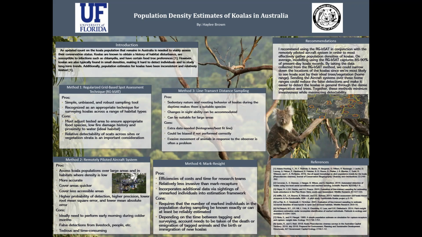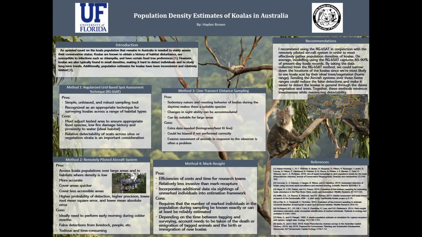So the first method I'm going to review is the regularized grid-based spot assessment technique. And this is going to be survey sites that are tree-based sampling methods and are located at grid line intersections at defined intervals. And the presence or absence of fecal pellets from these koalas are assessed using the spot assessment technique method at these sites. And this provides a measure of koala activity as well as the population density estimate.